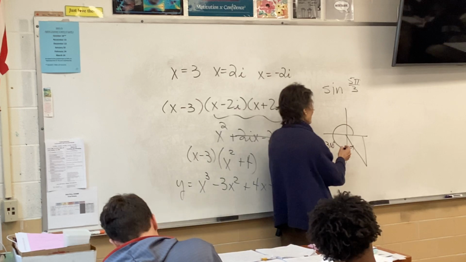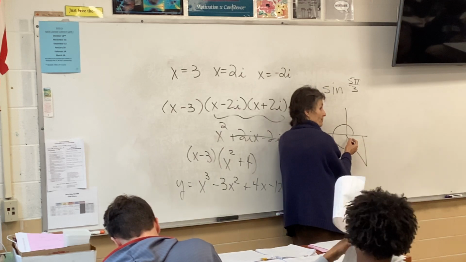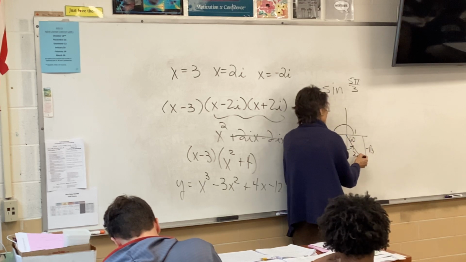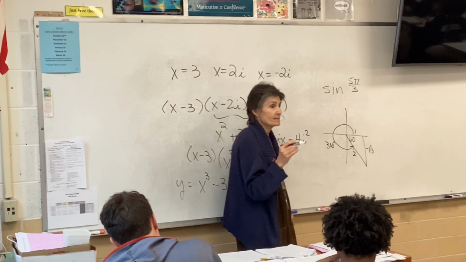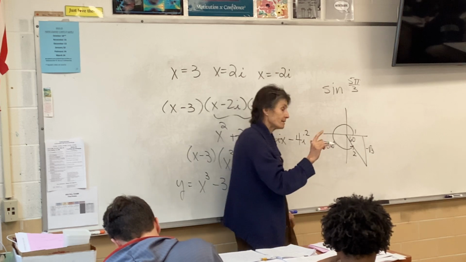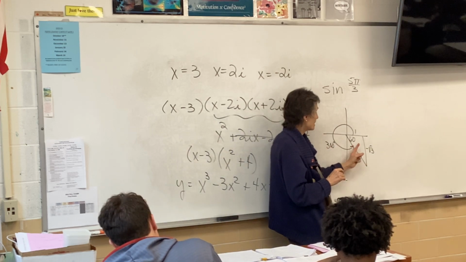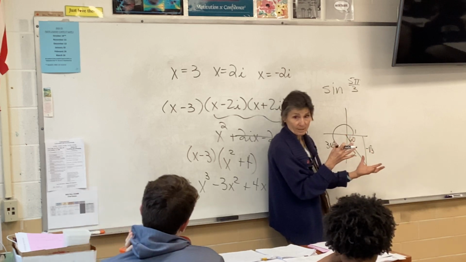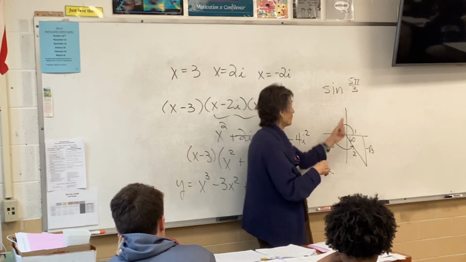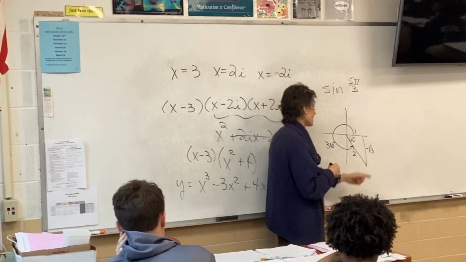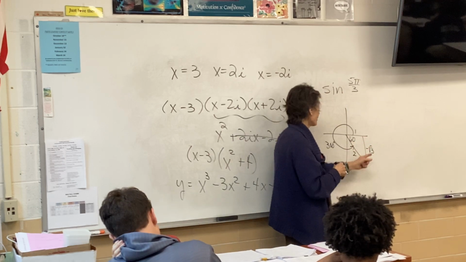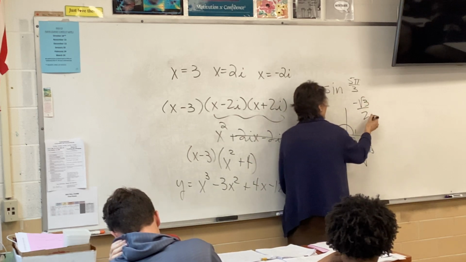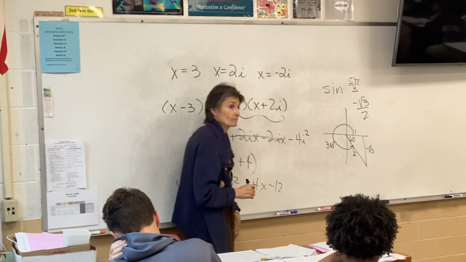What is the reference angle then? 60. So negative root 3, 1, and 2. I have to know my 30, 60, 90 ratios, and I have to pay attention to the fact that I'm in not quadrant 1, which means negatives are going to be involved. I want the sine. Sine is either y over r or opposite over hypotenuse. Either way, it's negative root 3 over 2. Right?